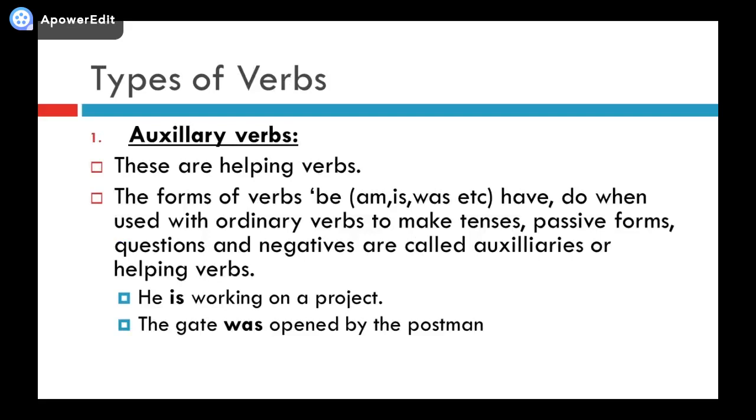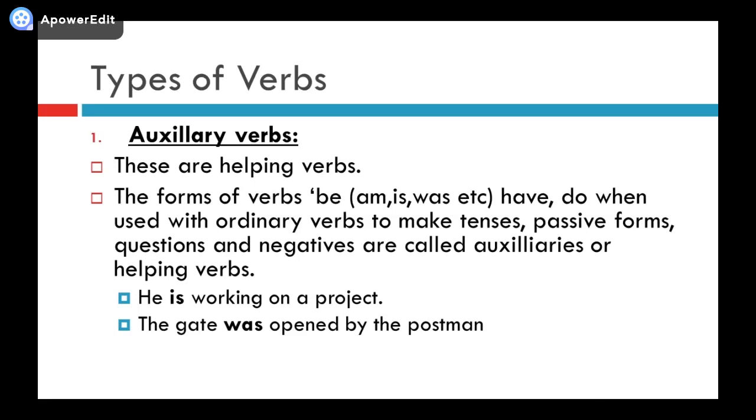Auxiliary verbs. Now this is the next type. What are auxiliary verbs? They are helping verbs. And the forms of verbs be, that is am, is, was, have, do. These will be used with ordinary verbs to make tenses, passive forms, questions and negatives. These are called auxiliaries or helping verbs. For example, he is working on a project. So is your auxiliary. Why? Because it is being used as a helping verb in between. Working is also a verb only, but is being used.